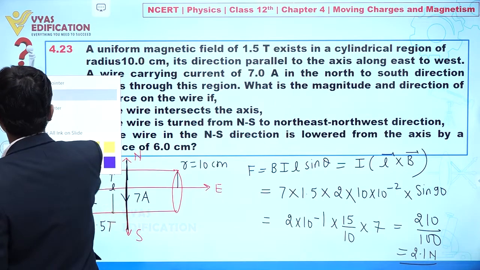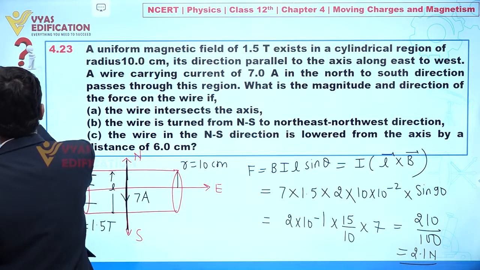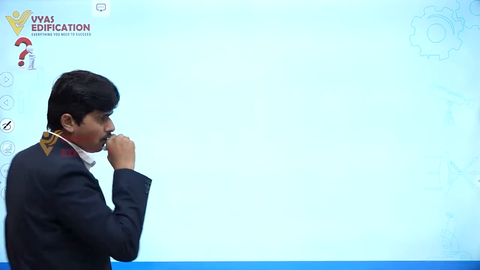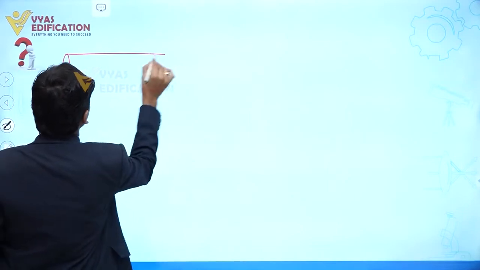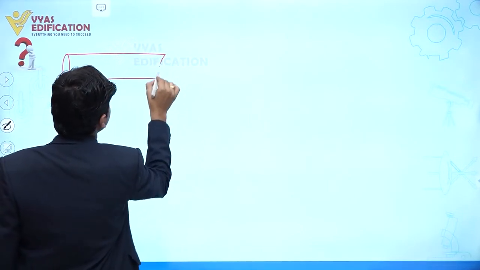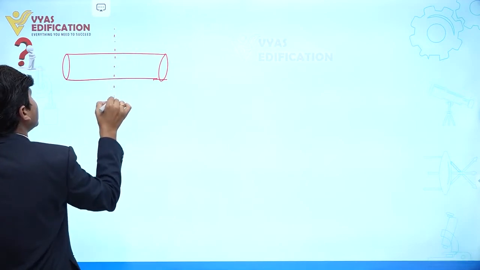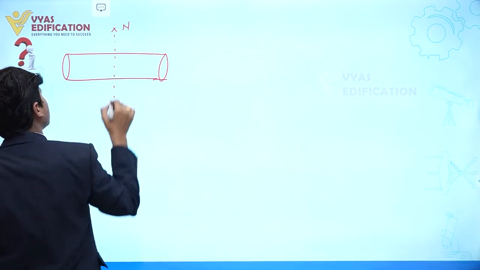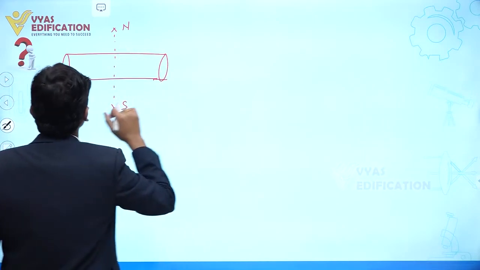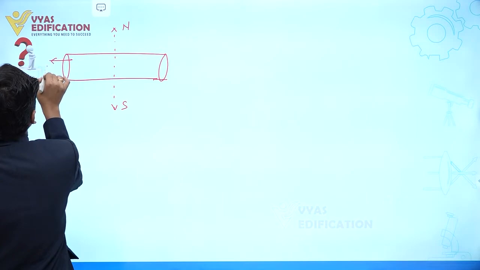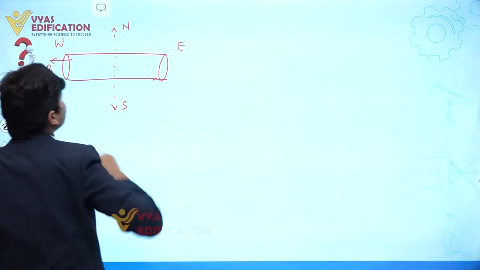Let's suppose I draw a new diagram again, it will be better for us. Let's suppose this is the same cylindrical region that we are assuming. This is the direction north and south. This is north one and south one. You can see now this direction is perpendicular to this screen. Direction of B is given to you from east to west.